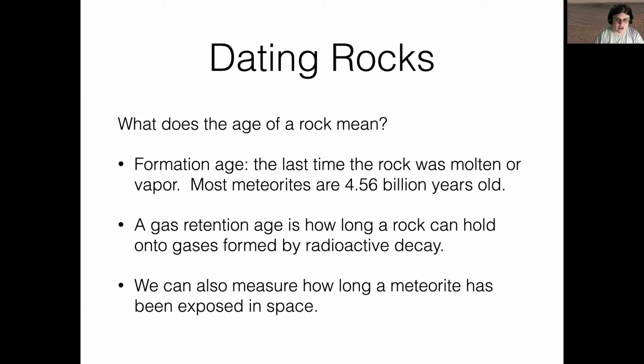We can also measure how long a meteorite has been exposed in space, which I'm going to talk about later. This is less useful for planets, but it's useful for studying small bodies. And it's also useful if we want to study some of the Martian meteorites to know kind of their history. How long did they spend in space and how much has it changed them? And it can give us some idea of dynamics of the asteroid belt.